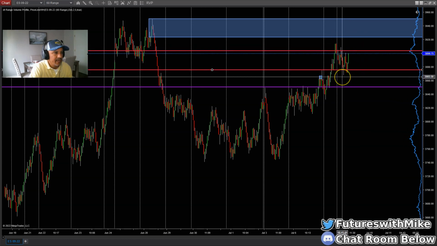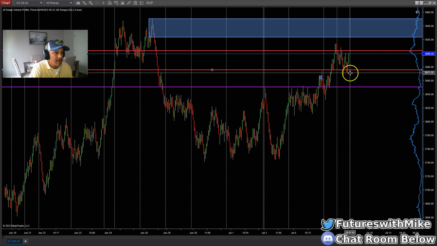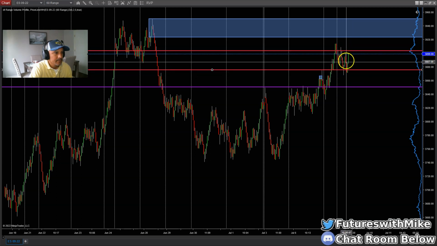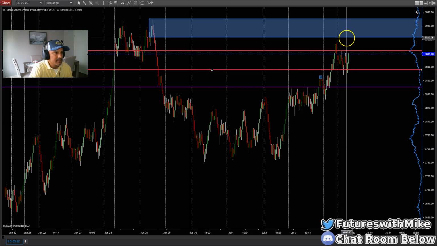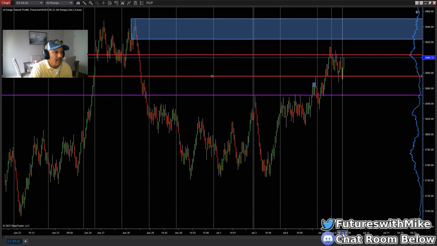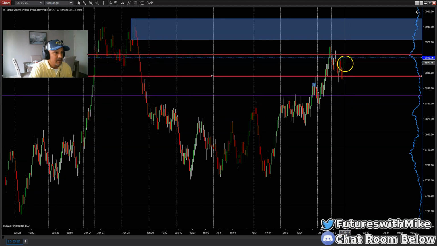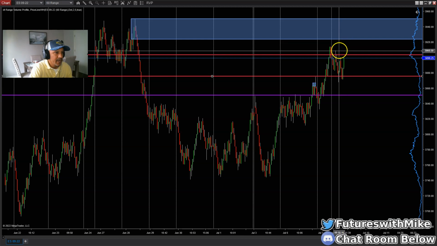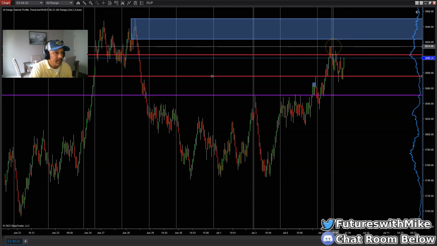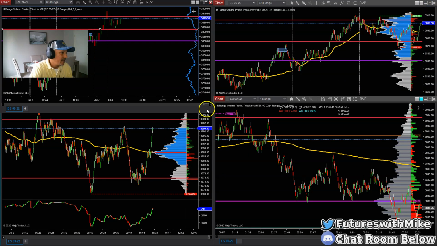So the question would be if we're going to now break structure back to the upside. Meaning, are we going to get a green candle close here, green candle close here, a big aggressive green candle close to the upside, breaking this high right here at 39.08, and then possibly breaking 39.14 to move higher. So we'll see what happens throughout the day.